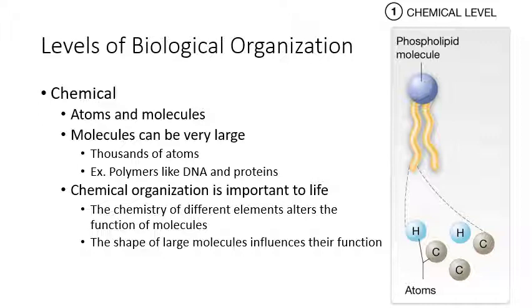So first you have the chemical level, which is the smallest level of organization that organisms will have. At the chemical level, you have, of course, chemicals. That includes individual atoms and also atoms that are bonded together to form molecules. Some of the molecules in organisms are really small, but some of them are very big. The ones that are really big, we call macromolecules.